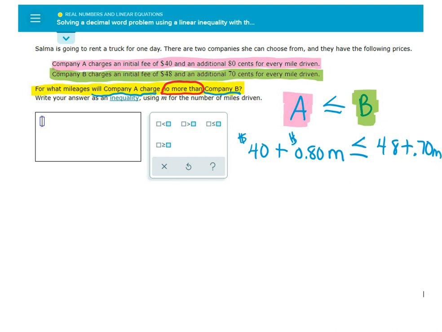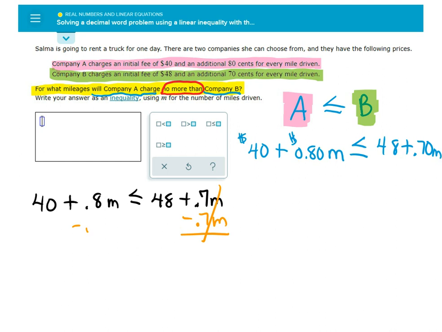I'm going to pause and rewrite it, make it look a little better. Okay, so I dropped the zeros. I just put 0.8 and 0.7 and put it all in black. Now I'm going to get all of my M's on the left side. So I'm going to subtract 0.7M, so it cancels out here, but then I have to subtract it from the other side. And since I have all my M's on the left, I don't want what I like to call non-M's over there. So I'm going to get rid of this 40. I'm going to subtract the 40, which means I've got to subtract it over here as well.